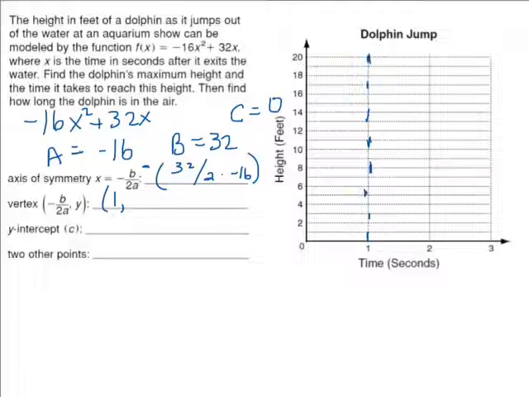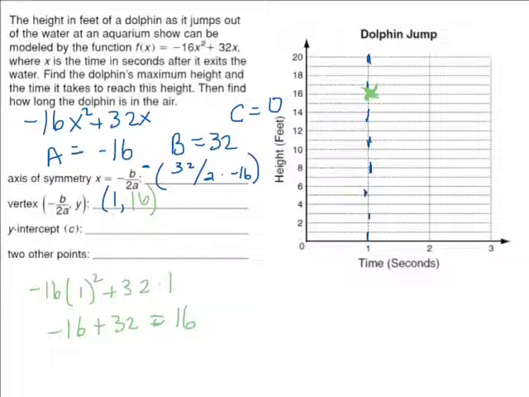Alright, and now we've got to find the y. And so what we need to do is plug in 1 into this problem. So we get negative 16 times 1 squared plus 32 times 1. Well, that's 1 times negative, so it's negative 16 plus 32. So it looks like the max height is 16. So we're going to put a big X right there. That's the vertex. That's the maximum height of the dolphin.